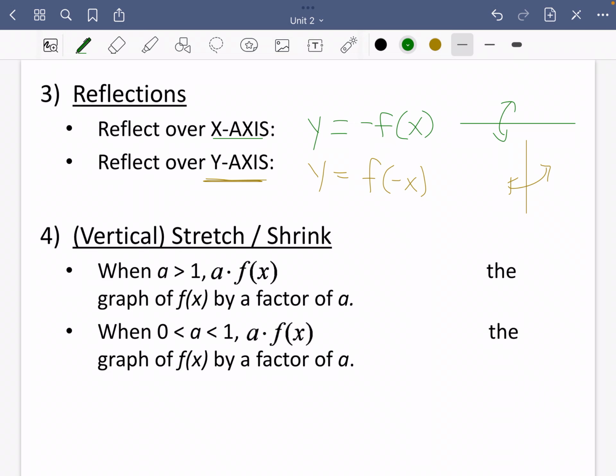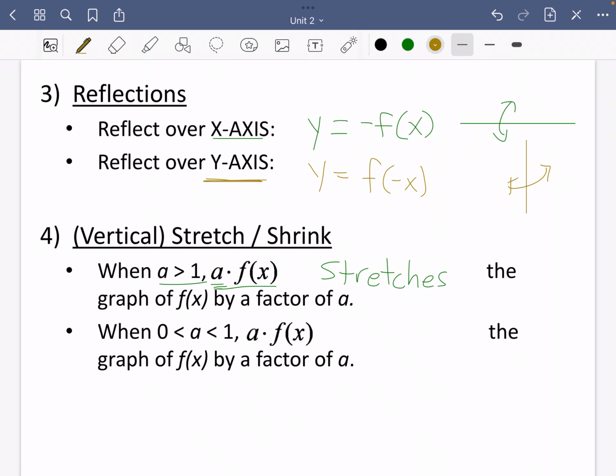If we were to look to stretch or shrink a graph, when our value of a is larger than 1, if we were to take a times f of x, this stretches the graph of f of x by a factor of a. So what's happening there is we're taking every y value and multiplying every y value by a. And so if a was 10, it is going to be 10 times as large as it used to be.